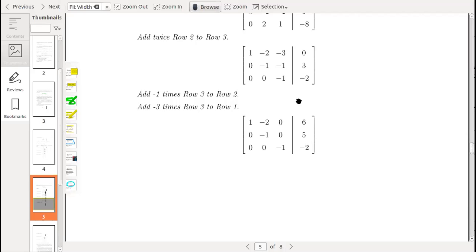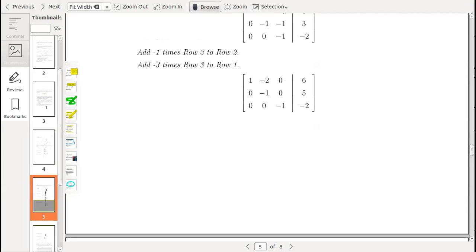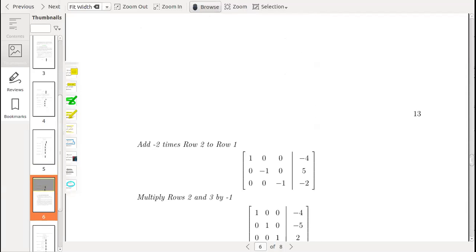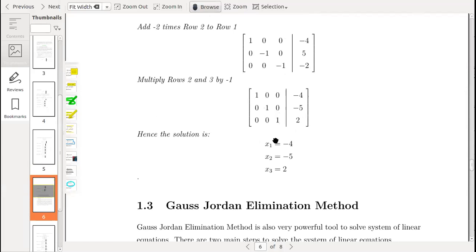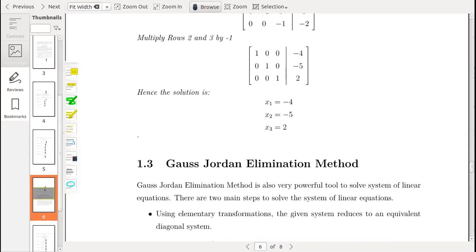Here you have obtained this upper triangular matrix and you can perform backward substitution. How? Because minus x3 is equal to minus 2, and you can substitute this in the first one. So add minus 2 and minus 3. These are additional operations, and you will get x1 is equal to minus 4, x2 is equal to minus 5, and x3 is equal to 2. So that is the Gaussian elimination method.